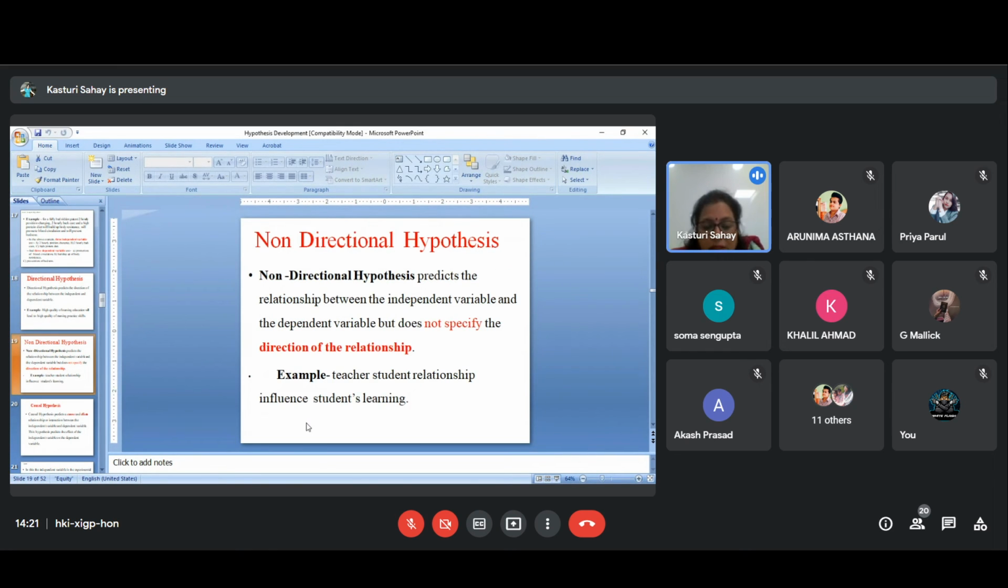Now we move to non-directional hypothesis. There are hypotheses where we predict the relation between the two, but we do not specify the direction, whether the one will increase, the other will decrease, or both will increase. This we are not able to predict in our hypothesis. For example, the teacher-student relationship influences students' learning, but whether this influence is positive or negative, we are not specifying that in the hypothesis. So this is a non-directional hypothesis.